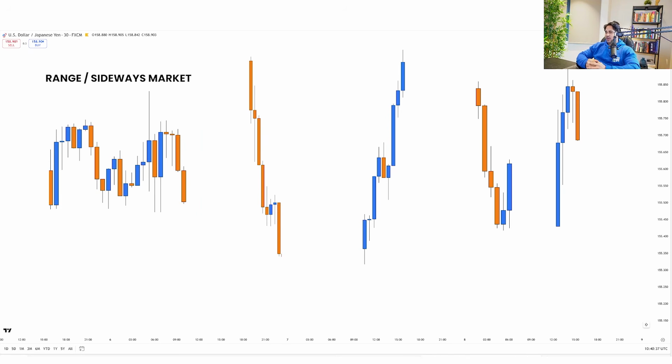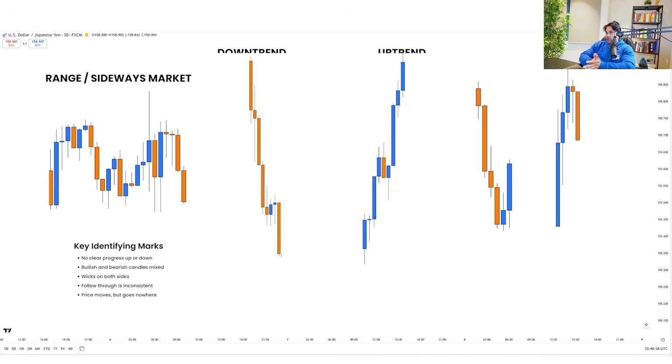So first we have a range. Price stops making progress. You see small bodies, overlapping candles, wicks on both sides. And this is where most people get chopped up because there's no control. Neither buyers nor sellers are winning. And this is why we avoid ranges, because nothing is being pushed here.